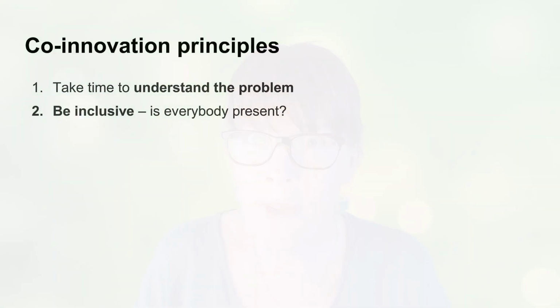The second principle is to be inclusive. We need to make sure everybody who has a vested interest in the problem is present. Don't just go for the obvious ones. Think laterally about who else it might be good to include, especially those who thoroughly understand the problem. Remember to include policymakers and those who might try to block possible solutions. If you can include them from the beginning, then they will have ownership of the solution.